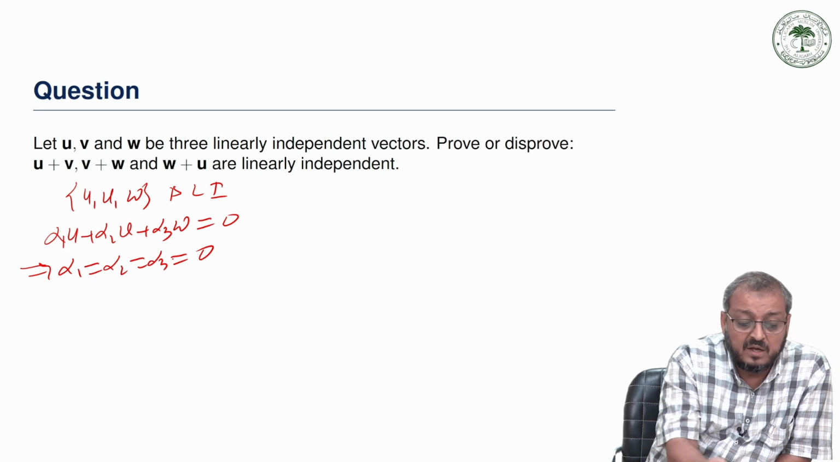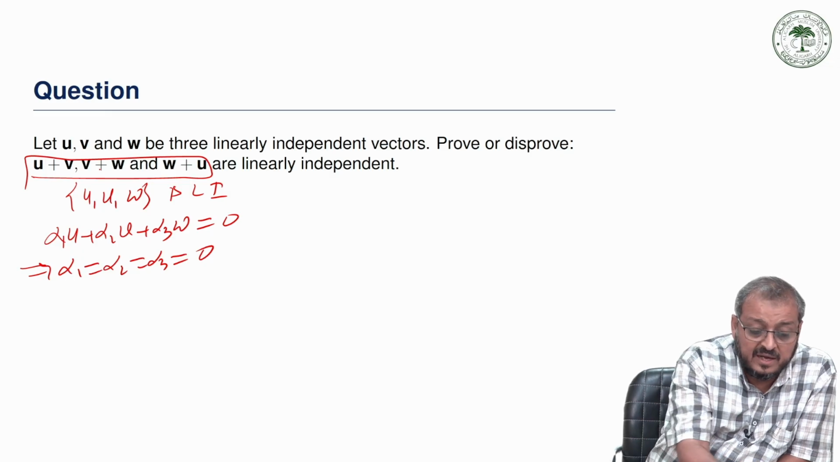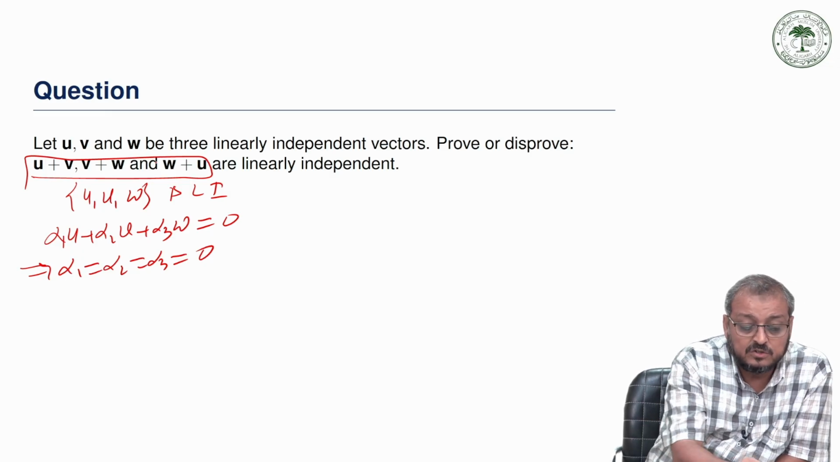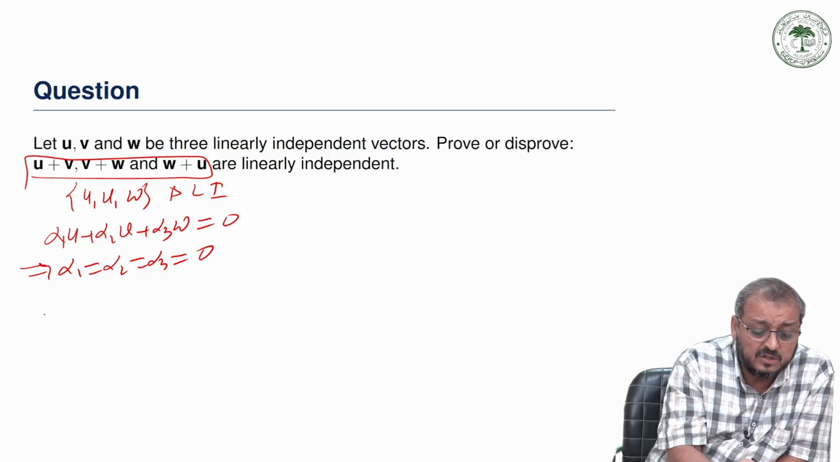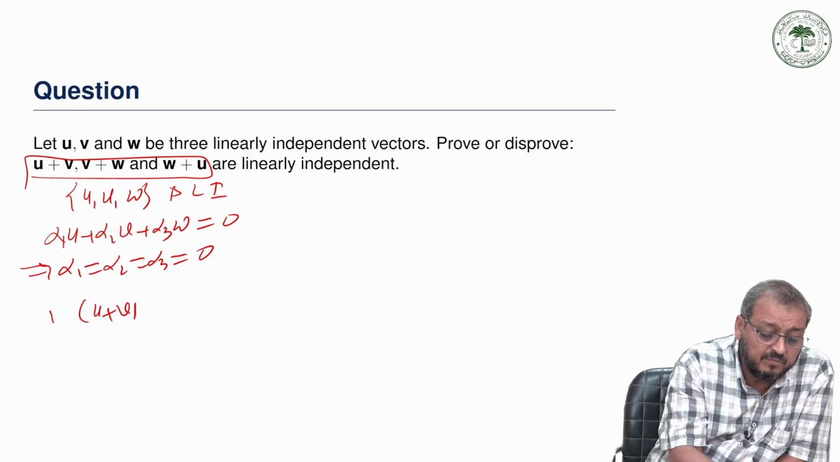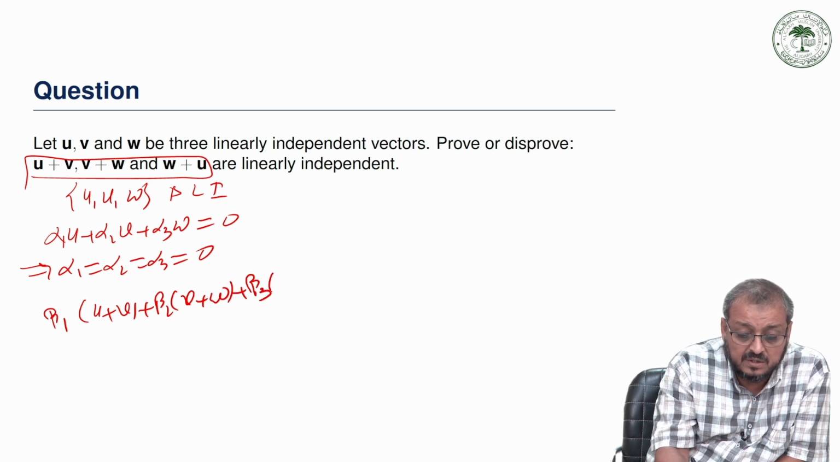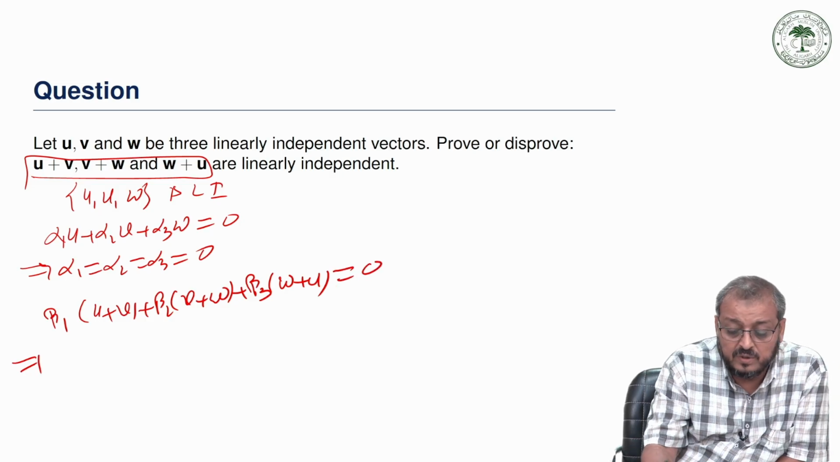Now, we have to determine whether these three vectors are linearly independent or dependent. We assume that a linear combination of these vectors is zero. So we write beta 1 times (u plus v), plus beta 2 times (v plus w), plus beta 3 times (w plus u). Now, this implies that this is equal to the 0 vector.